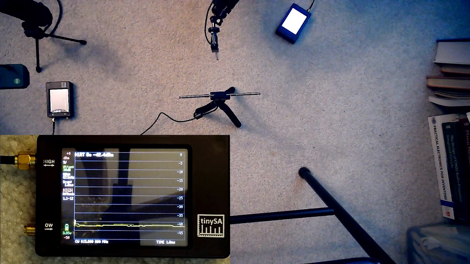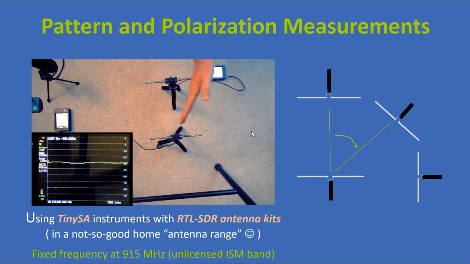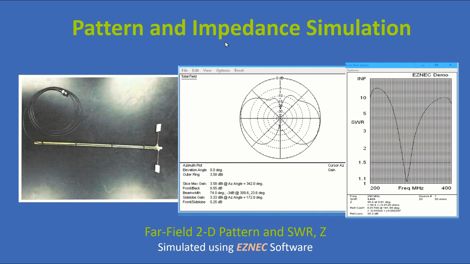Okay, so measurements are great, but what if you don't have or don't want to spend the money for instruments like this? Well, of course, we can do simulations, which can give us not only the pattern, but it allows us to look at the input impedance of the antenna as well, or something called SWR, which is related to that, or the more modern term of return loss.